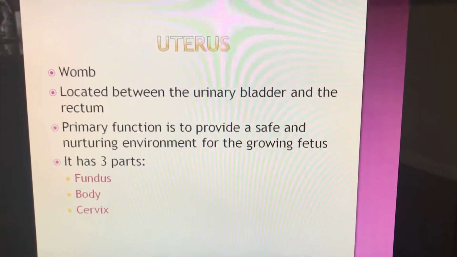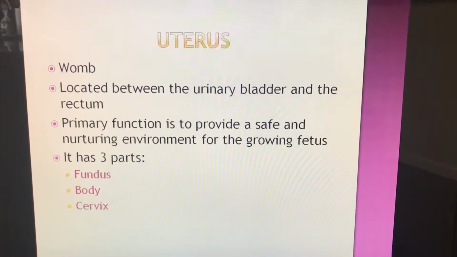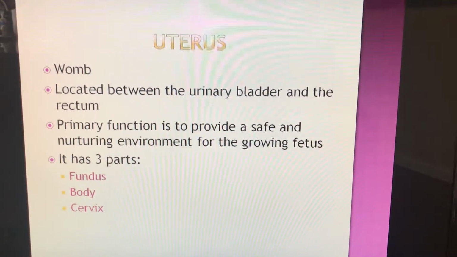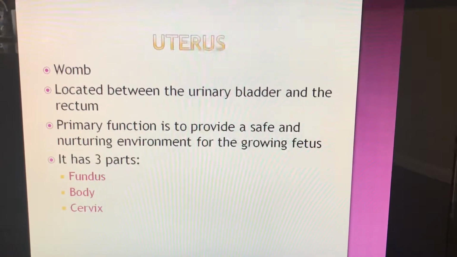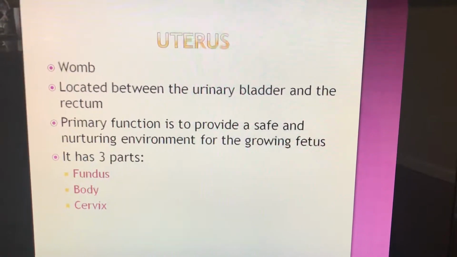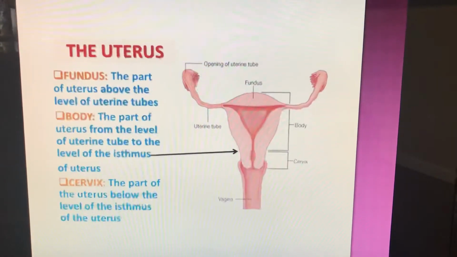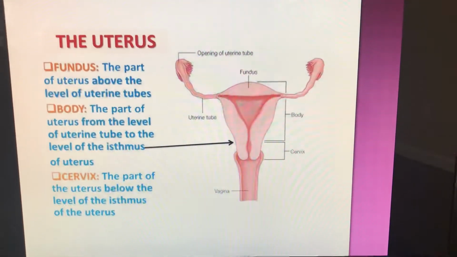Your uterus, it's known as the womb. It's located between the urinary bladder and the rectum. The primary function is to provide a safe and nurturing environment for the growing fetus. So it has 3 parts: the fundus, the body, and the cervix. So here's a picture here.